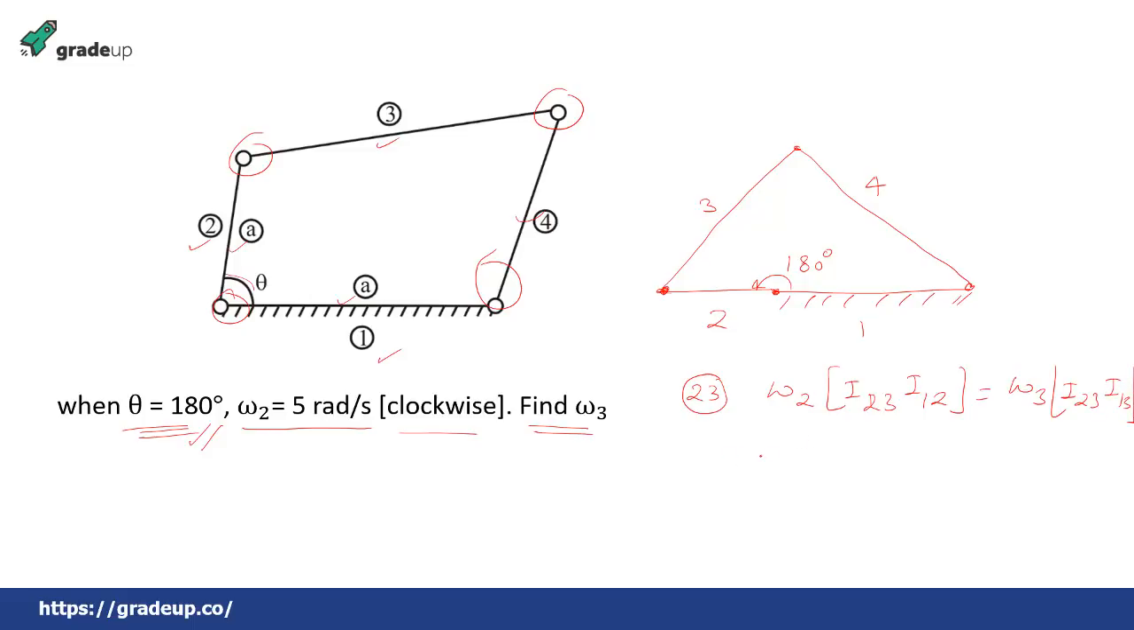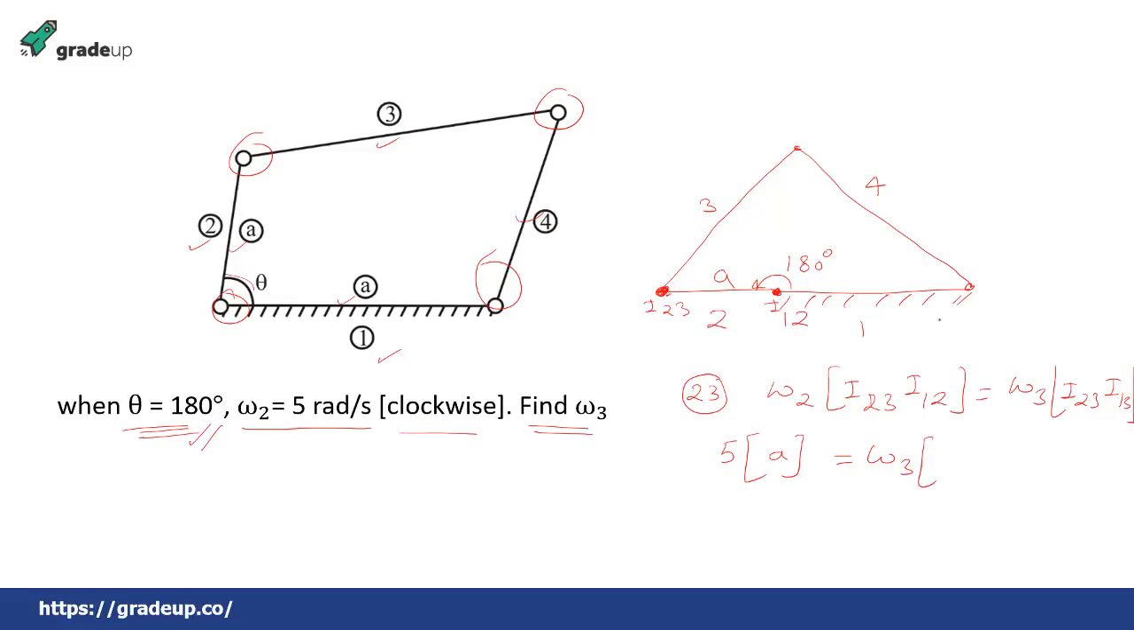Okay, omega 2 has been given as 5. Where is I23? This is I23, and I12 is this. So this length is equal to A. This has been given, this is equal to A. Then omega 3 is to be found out.